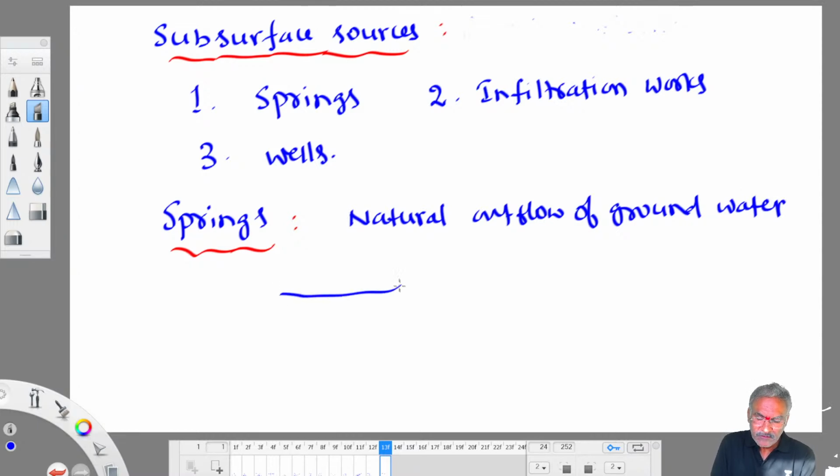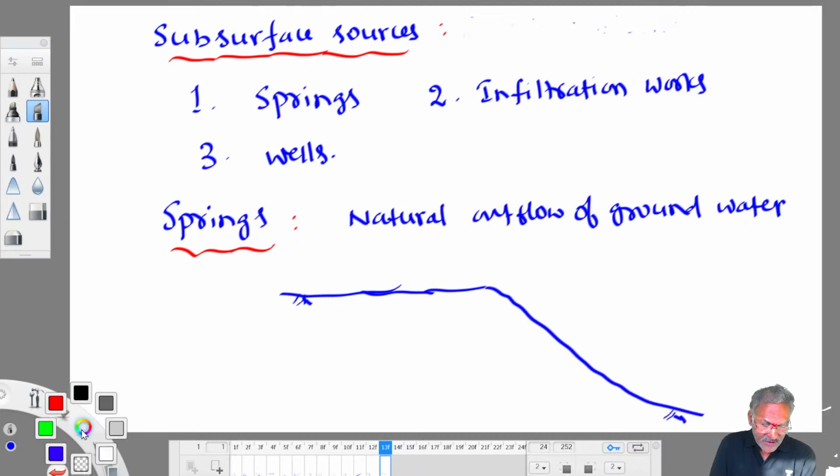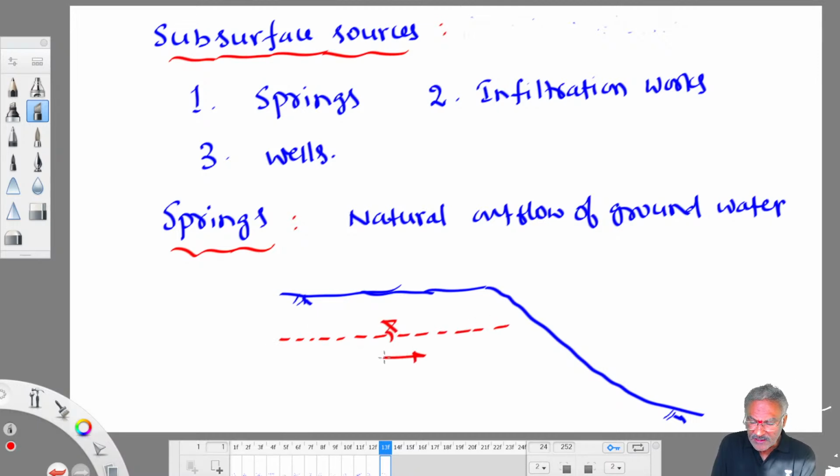Suppose this is a ground. For example, this is a ground. So there is no extension of ground. Suddenly there is a ground. So water is flowing freely inside the ground in the form of water table. Water is flowing inside the ground.